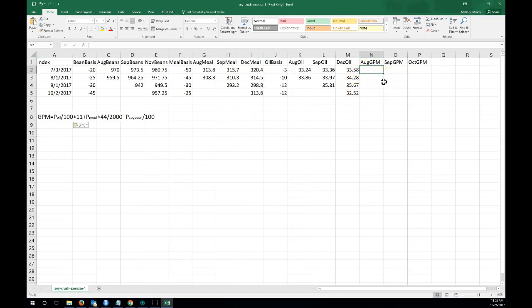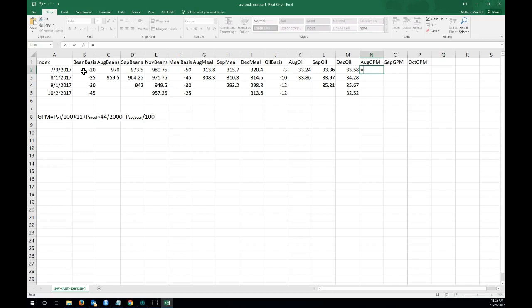So August gross processing margin should be computed by just following this formula and putting in the August prices that we have. So this would be our expected gross processing margin in August. And since we have some basis, we can add those basis in there. Now, the reality is the way this is presented, we can see the basis in August for beans is -20, and we'll just assume that that basis will persist into August.